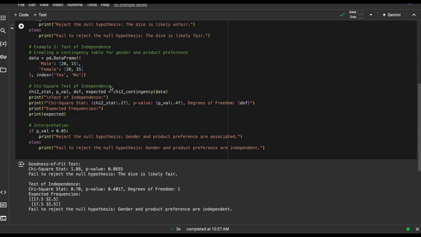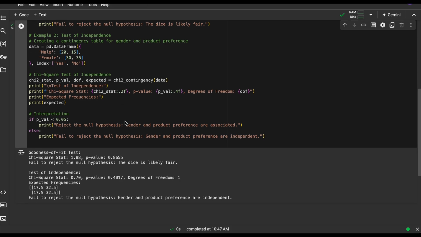Here is an example. I run it again. This is a goodness of fit test. We fail to reject the null hypothesis. The dice are likely fair. It doesn't mean the dice are exactly equal at any time.